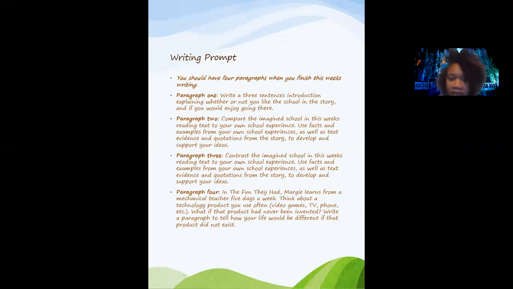Paragraph 4, in The Fun They Had, Margie learns from a mechanical teacher 5 days a week. Think about a technology product you use. So they gave you examples: video games, TV, phone. I'm going to throw out tablet, Nintendo Switch, those kinds of things. What if that product had never been invented? Write a paragraph to tell how your life would be different if that product did not exist. So whether it's your favorite video game, the TV that you watch, your phone, your tablet, how would your life be different if you didn't have that? And that's going to be the 4 paragraphs.